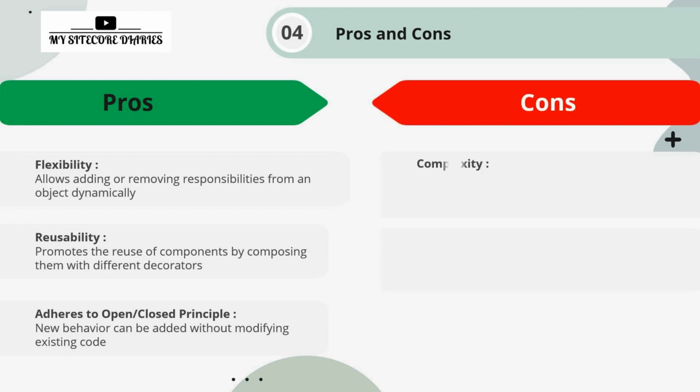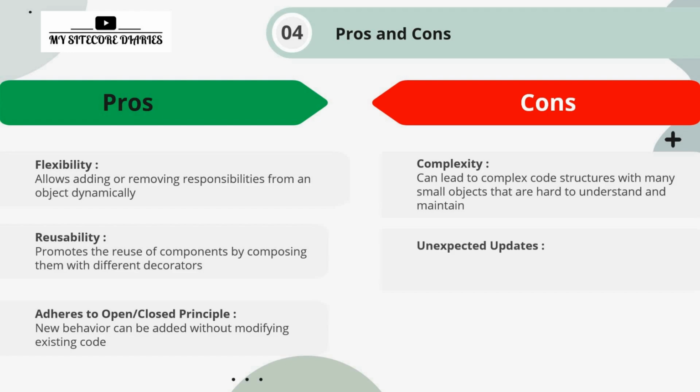And what are the cons here? Complexity: it can lead to a complex code structure with many small objects that are hard to understand and maintain. We will have many objects, like whatever feature, like we added a warranty in our example, there might be any other feature which will get added. That way you are adding a more complex structure in your code, and it is going to be a bit difficult to understand because those are small pieces of code which you are adding.